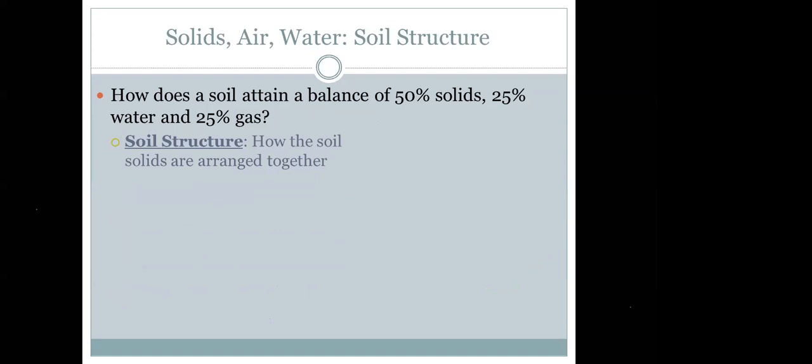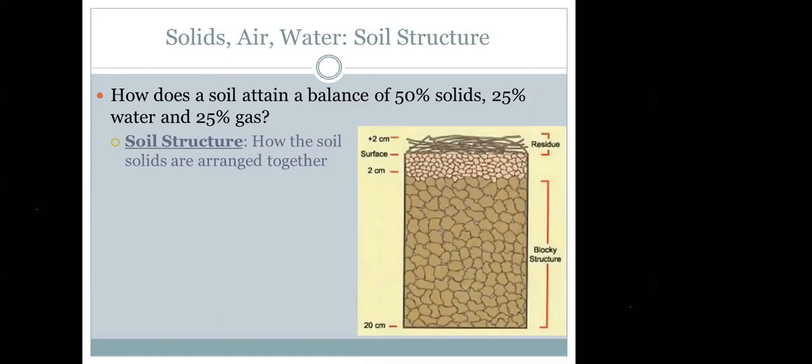So how does your soil attain this nice balance of 50% solids, 25% water, 25% gas? Well, it's through something called the soil structure. This is the other very important physical characteristic of soil that helps determine its fertility. Soil texture is the first one that we briefly talked about. Soil structure is the other one. Soil texture is the percentage of sand, silt, and clay in a soil. Soil structure defines how those soil solids, sand, silt, and clay, and organic matter are arranged, or how they clump together. It doesn't sound like that would be that important, but it really is.